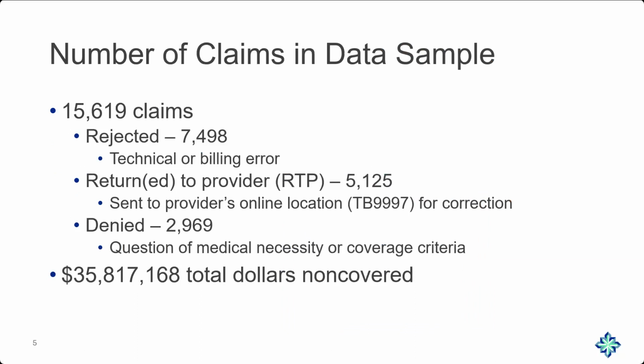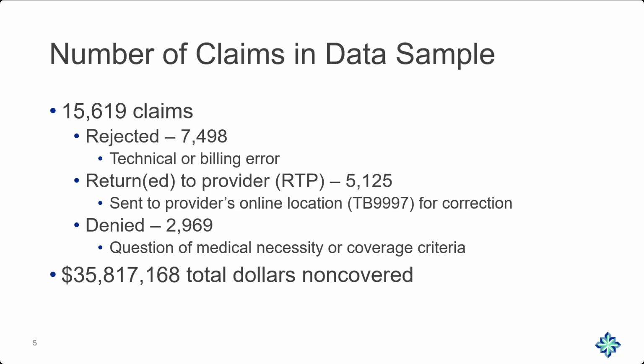And then I filtered those results for the reasons behind them being unpaid. So we had 7,498 claims that were rejected. Now in the FIS world, which is the Part A claims processing system, Fiscal Intermediary Standard System, rejected means that there's a technical issue or a billing error on the claim.